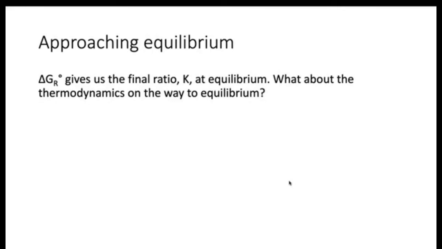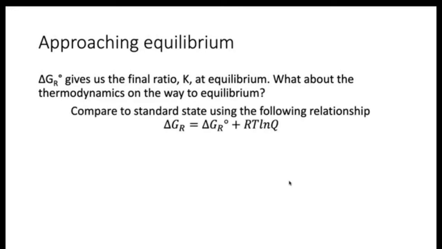So what happens if we're not at equilibrium? What happens if we're on our way to equilibrium? Things are going to change. So delta G gives us the final ratio, so what it's going to be when it's done and it's undisturbed at equilibrium. But how would we figure out if we're on our way to equilibrium?